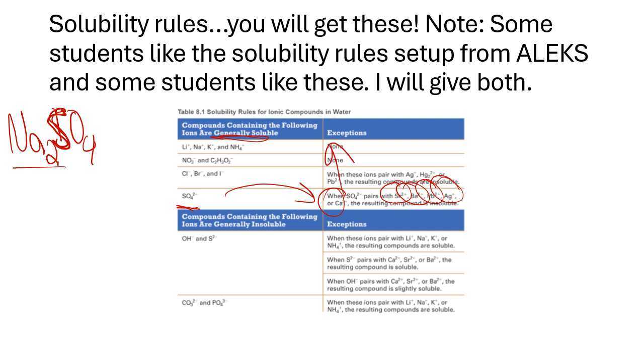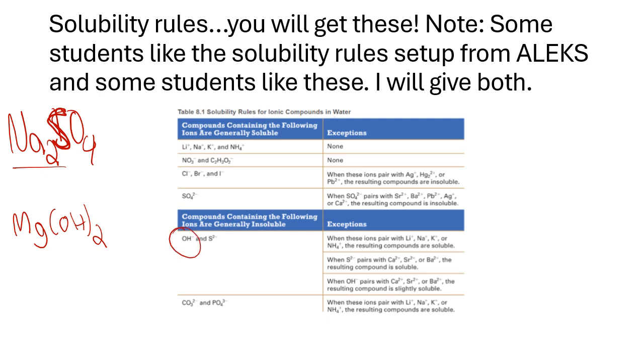It's then insoluble. So students do pretty well reading these rules, but it takes some practice. So again, how about if I said Mg(OH)2? I don't see Mg anywhere, so I'm looking for OH. It says compounds of the following are generally insoluble. So chances are this Mg(OH)2 is insoluble, except when paired with lithium, sodium, potassium, or ammonium. So this is insoluble. So with enough practice, you are able to read this table well.